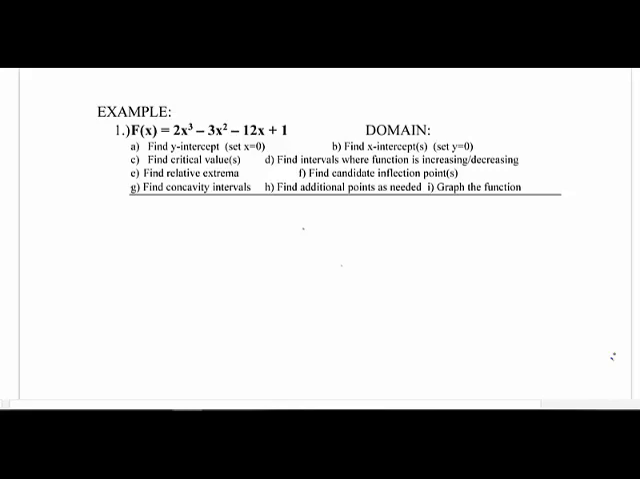Today we're going to talk about 5.4. We're going to do example 1 from the handout for class. You'll notice that it is a polynomial, 2x cubed minus 3x squared minus 12x plus 1. So we're going to start off with the items that we need to use for the original function. So again, I'm talking about 2x cubed minus 3x squared minus 12x plus 1.